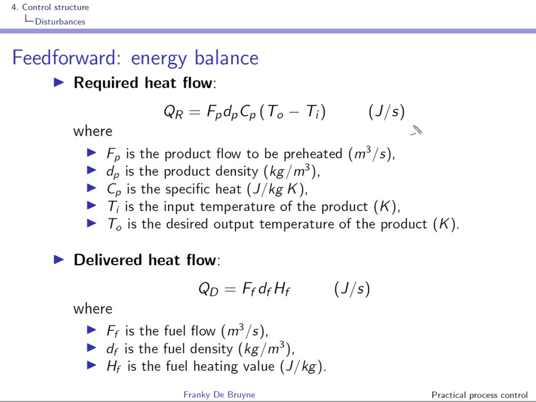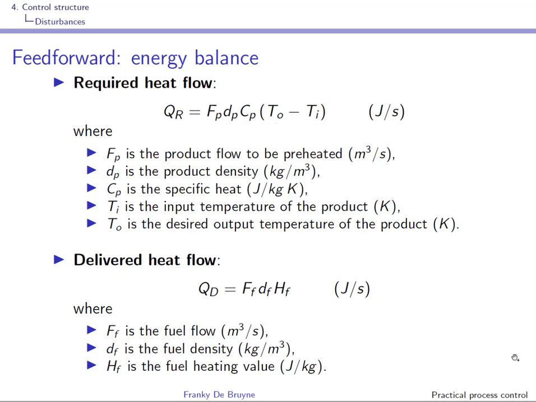The required heat flow is expressed in joules per second, and it is given by this formula, and it's kind of intuitive. It is of course logical that this required heat flow is proportional to the product flow in cubic meter per second. It is also logical that it is proportional to the temperature difference between the output and the input, between the temperature set point and the input temperature, and it is of course also proportional to the specific heat of the product, the amount of joules that you have to use to warm up 1 kilo of the product by 1 Kelvin, right? And to make sure that everything is working, you have to multiply by the product density. If you multiply all these units, you will end up with something in joules per second.